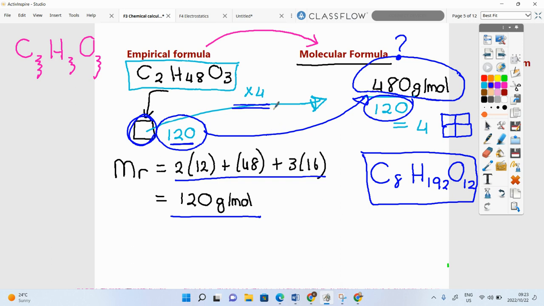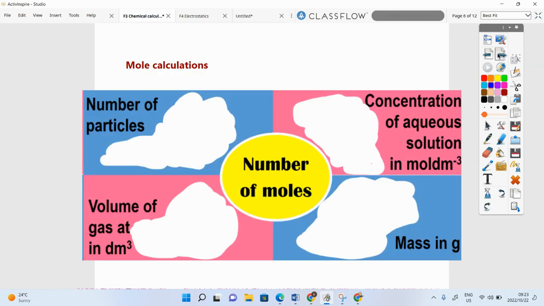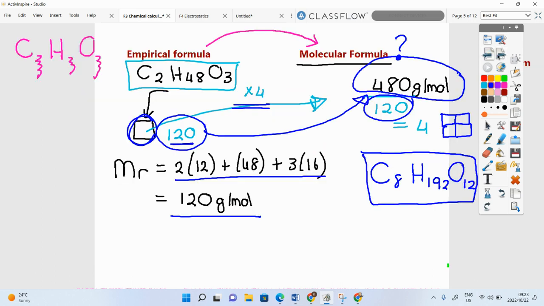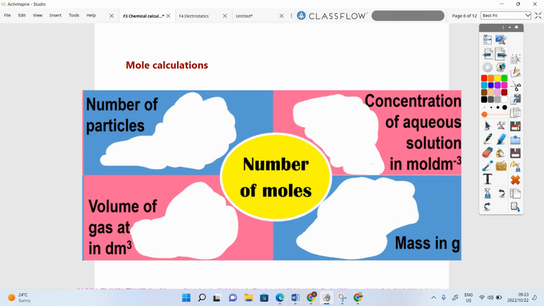Okay. Most of you got the empirical formula right, but then you didn't get the molecular formula right. Okay, so that's the last of the things we don't need moles for. Or we actually did use moles already. Okay, then comes the mole calculations.